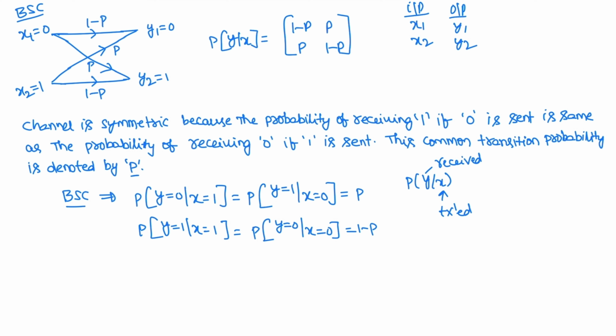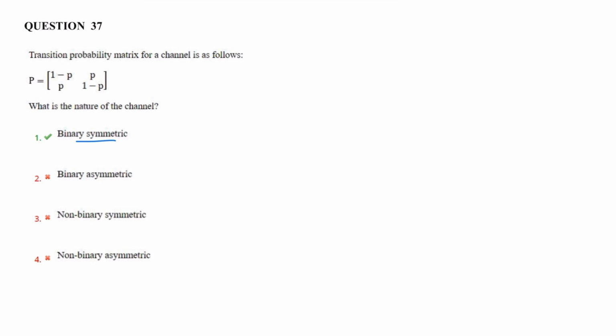Next, a channel is said to be asymmetric if p of 1 by 0 is not equal to p of 0 by 1. But the given channel is a binary symmetric channel.